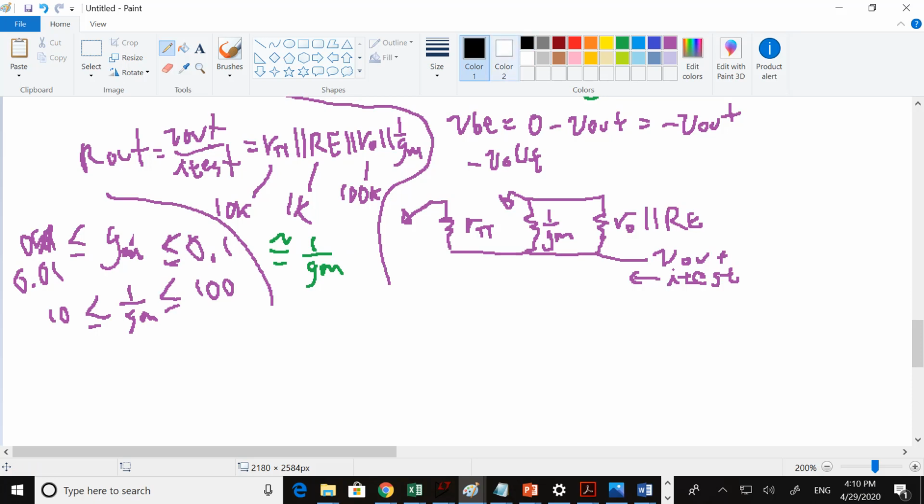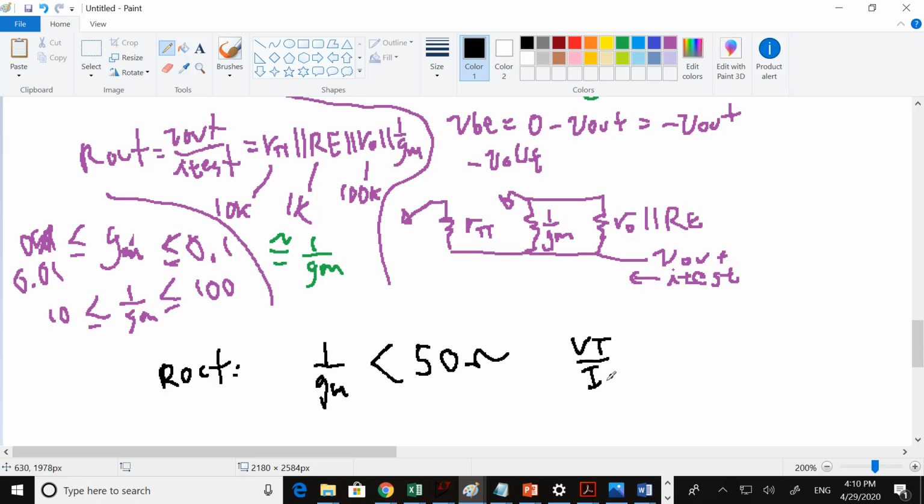Okay, so now we have our equations. So we know that this is the R out spec. 1 over GM is the output, and that has to be less than 50 ohms. So let's work with that for a second. We know GM is IC over VT, so VT over IC needs to be less than 50 ohms. And for VT, if you use 25 or 26, it's all good.